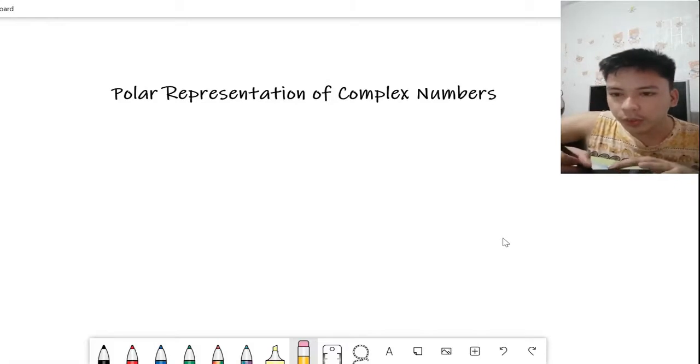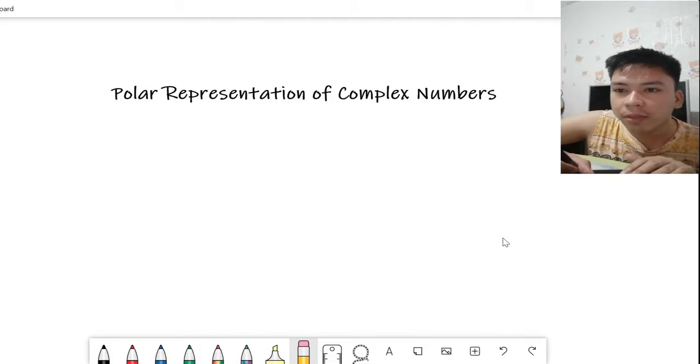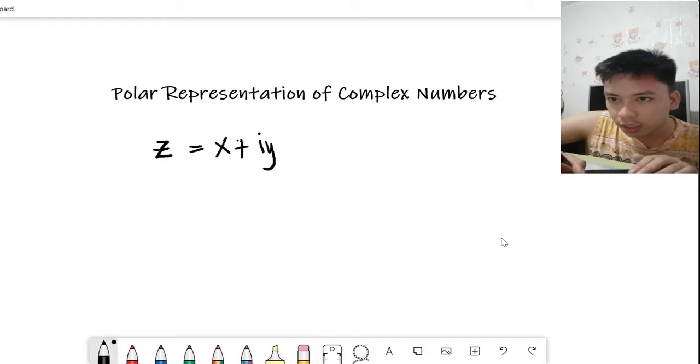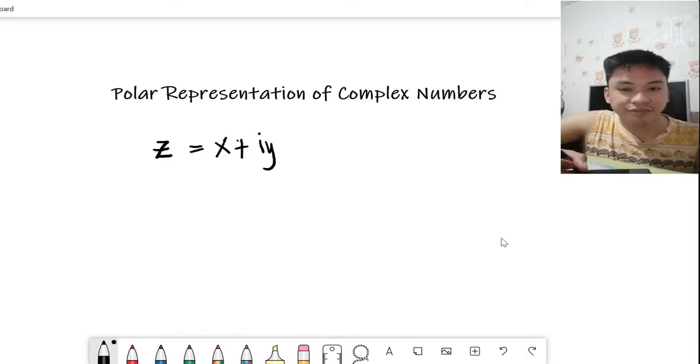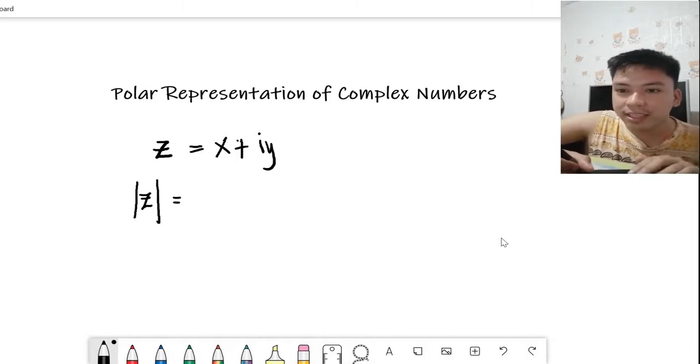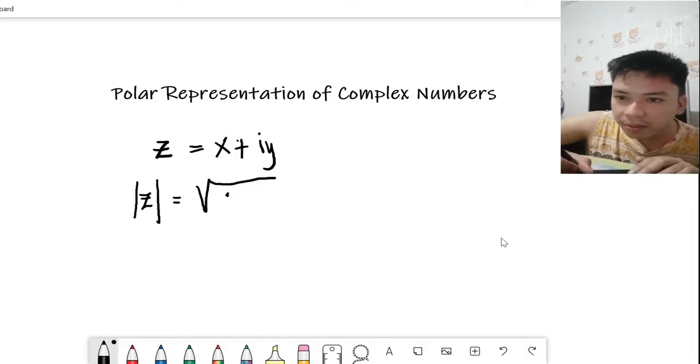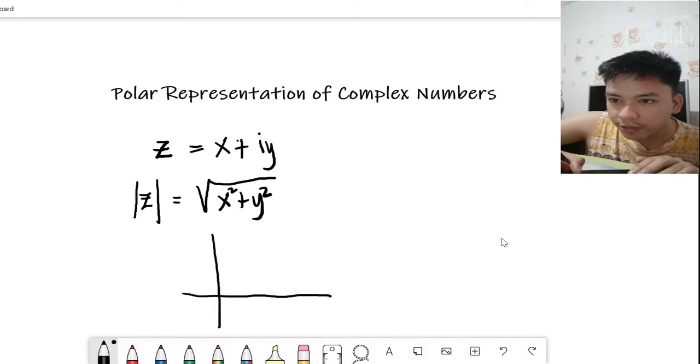Okay, so we already know the concept. Let's say we're given a complex number z, then z is x plus iy. Now the magnitude of z, or we say the modulus of z, is actually the distance from the complex number z to the origin on the complex plane. So that means the modulus of z, denoted by this, is actually the square root of x squared plus y squared.